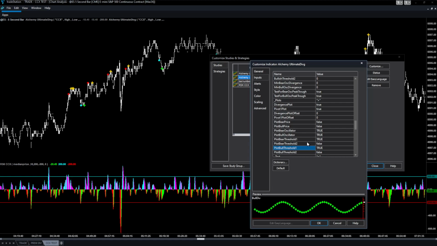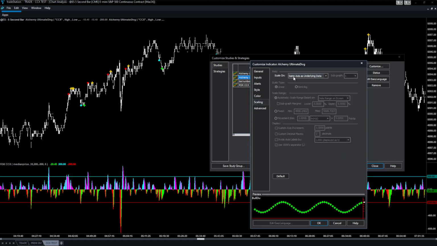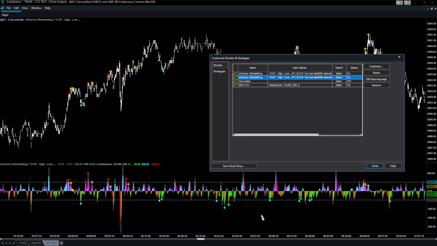The next thing you got to make sure you do is change the scaling. The default of the scaling is the same axis as the underlying data. That'll get things to plot on the ES, but we want this to plot on subgraph 2. And once we do that, we'll now be able to see the plot itself. Now, what we just unfortunately did is we laid it on top of our own indicator. Let's move that. There we go. Okay.